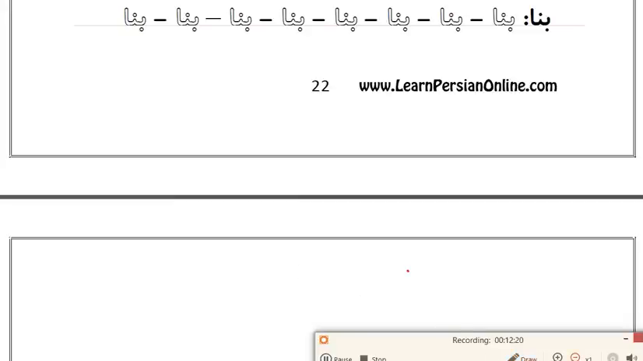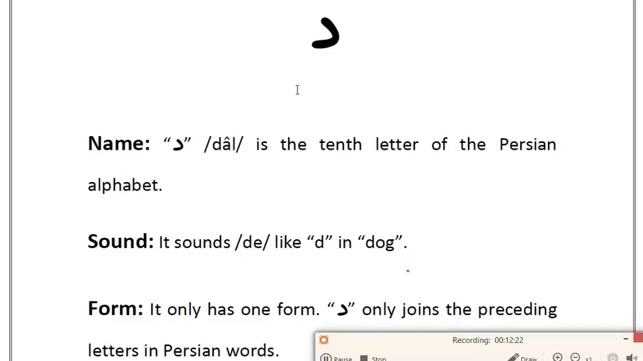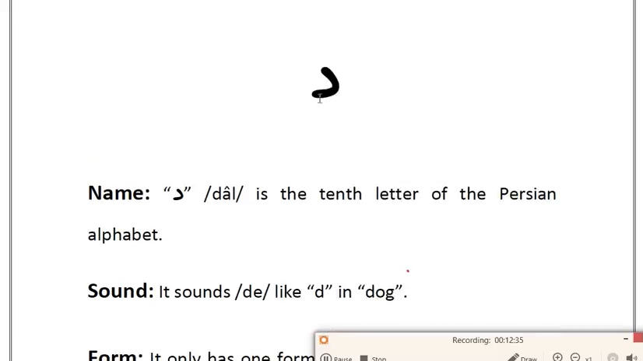Letter that we have here. Next letter is dal. The name is dal, but it sounds like D in English, like D in dog. De. See that this one has only one form. Dal has only one form.